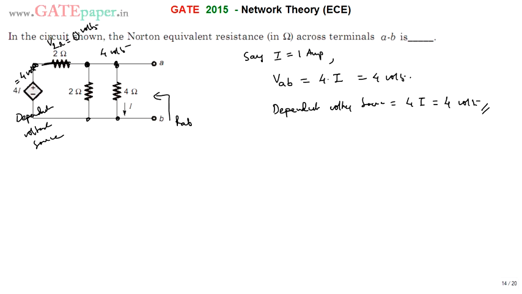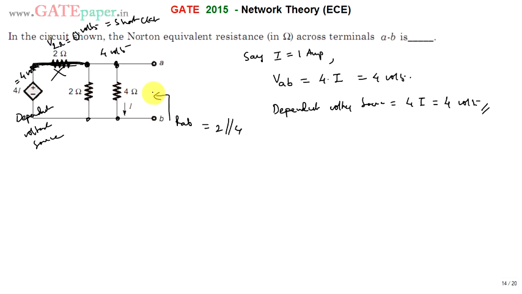That means it is simply acting as a short circuit. 0 volts is nothing but a short circuit. So even though the resistor is present, it doesn't have any effect on the circuit behavior, so it can simply be replaced with a wire. Now if you check RAB, this 4 volts can be treated as a short circuit. RAB is equal to 2 ohms parallel with 4 ohms. This resistor doesn't have any effect.